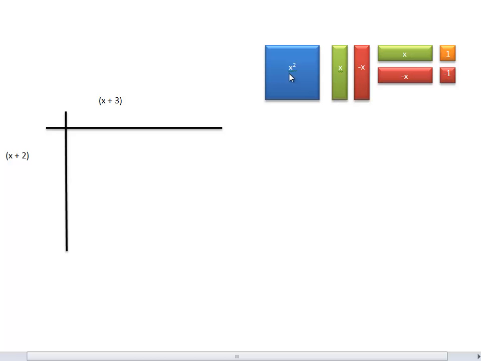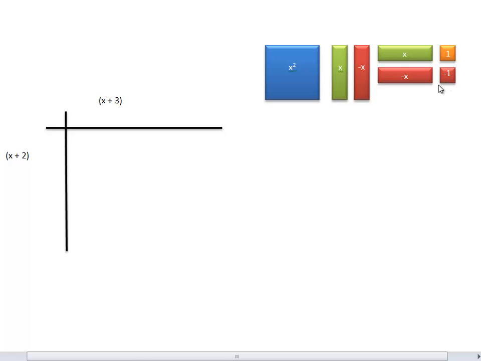Notice the different types of tiles here. X squared is a square that is x by x in size. The green tiles are rectangles that are 1 by x in size. The red rectangles are negative 1 by x in size, and the orange and red squares are a positive and a negative 1 in size.